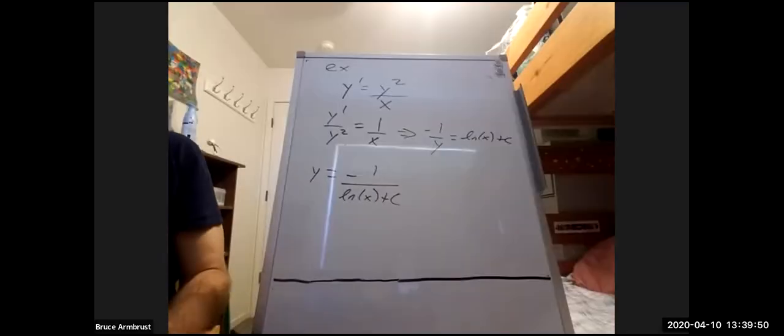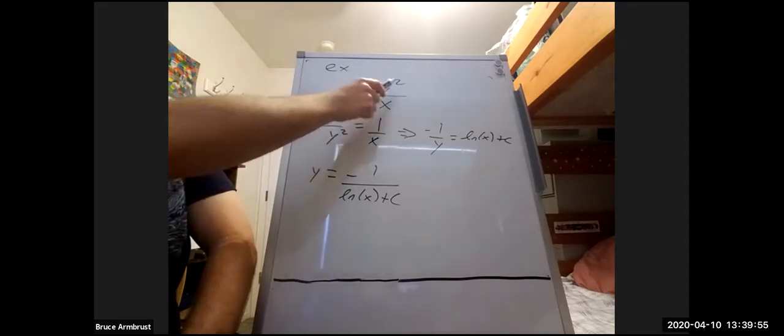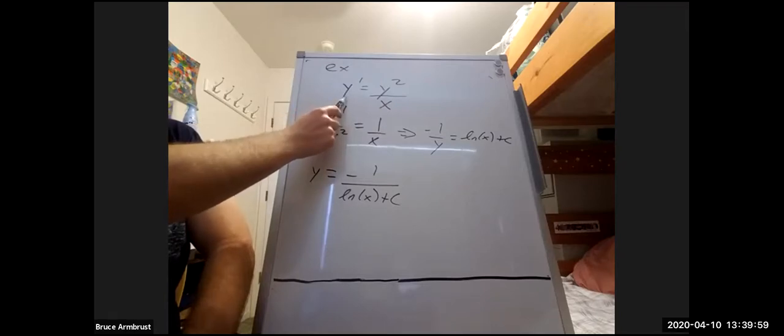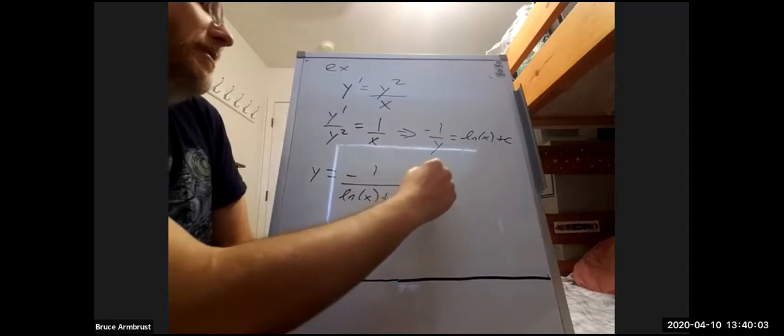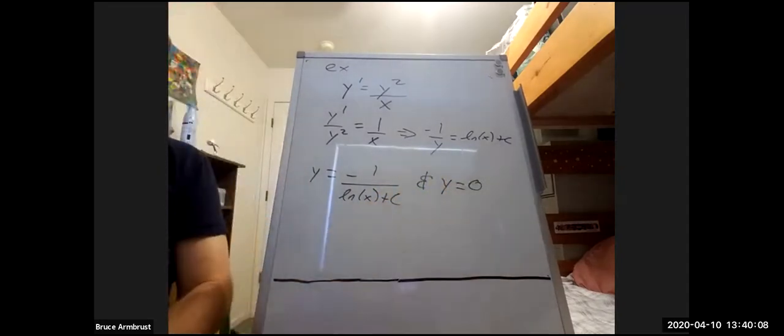So if we look at this equation, if y is equal to 0, y squared over x is 0, and the derivative of 0 is also 0. So not only is this a solution, but also y equals 0.